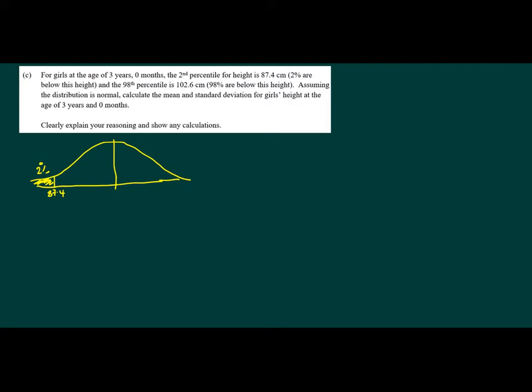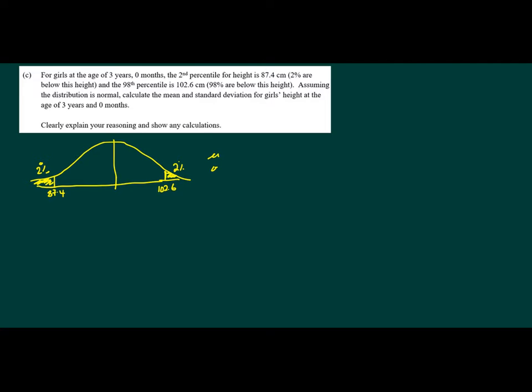I'll just put the mean line down, and the 98th percentile, which is up here, which means this area here is 2%, is 102.6. So what they're asking is, assuming that the distribution is normal, calculate the mean and the standard deviation for girls' height at this particular time.